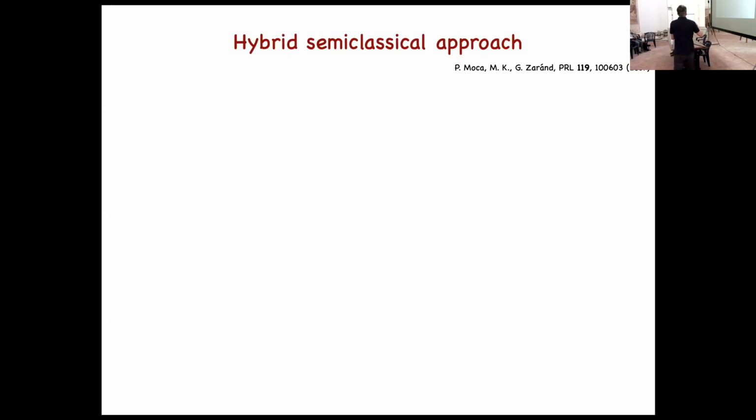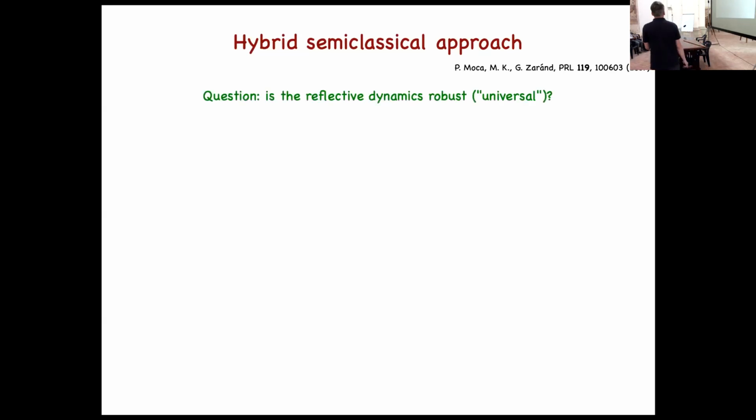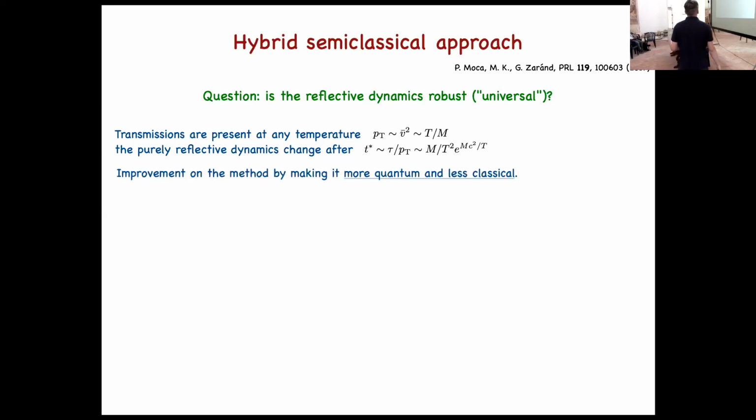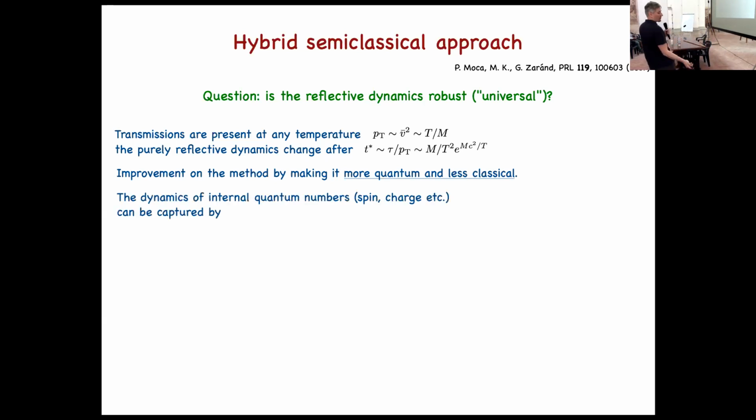But one can raise the question of how universal this result is. Is this result robust in any way? If you think about it, transmissions are always present, even at very low temperatures. From time to time, there will be a collision for which there will be a transmissive process. We can even give an estimate for the time scale when this very rigid structure of domains changes. And then something will happen. So we try to improve the method by taking this into account somehow. And then it makes it more quantum and less classical. So Gergely likes to call it the semi-classical method for this reason.